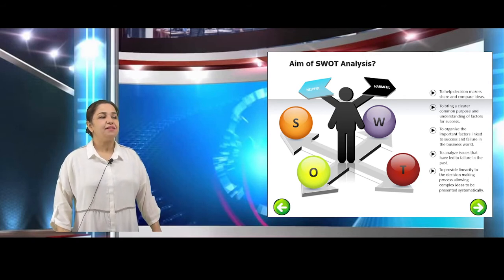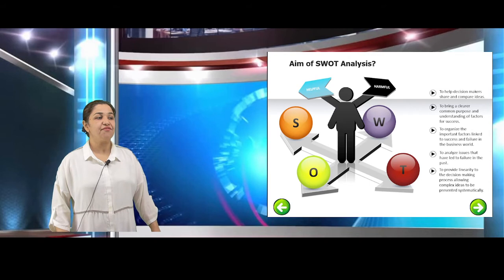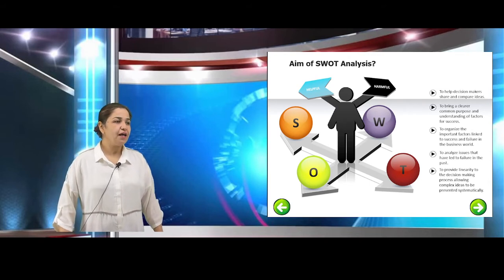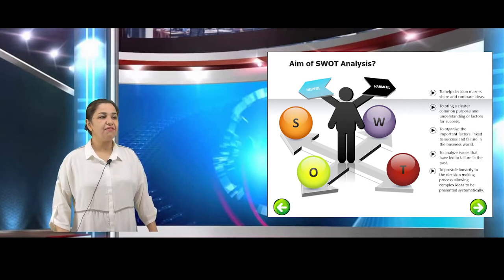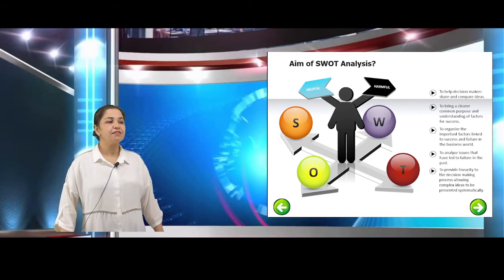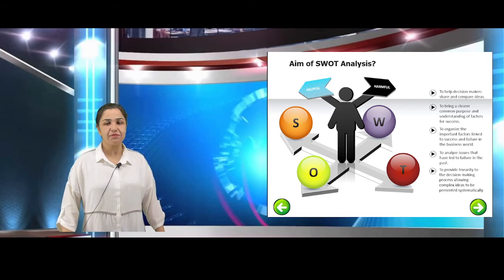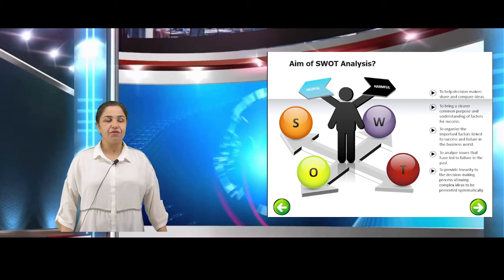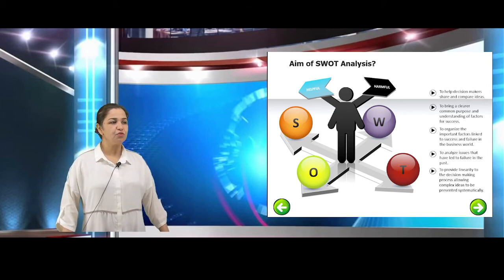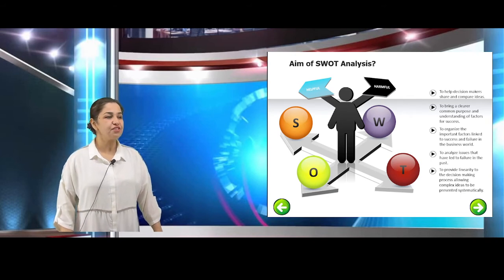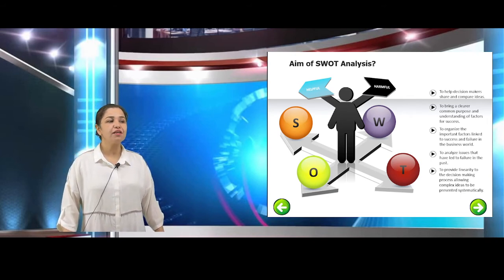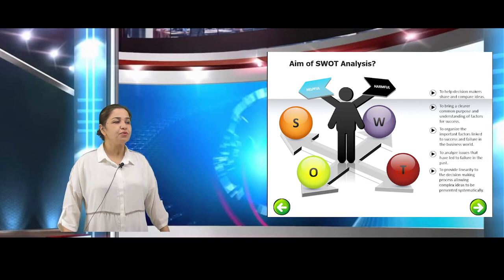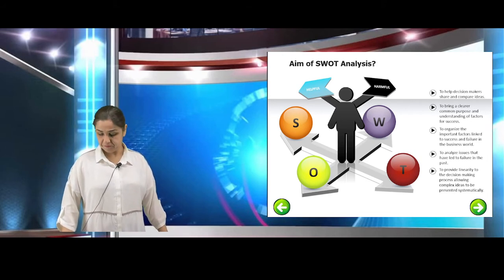To organize the important factors linked to success and failure in the business world. To analyze issues that have led to failure in the past. For example, if the company had survived bankruptcy, it should know the analysis of the issues, which was for the contemporary time. To provide linearity to the decision-making process, allowing complex ideas to be presented systematically.